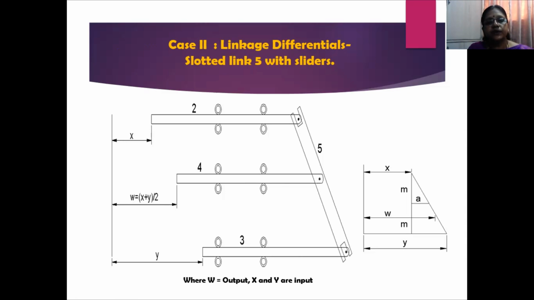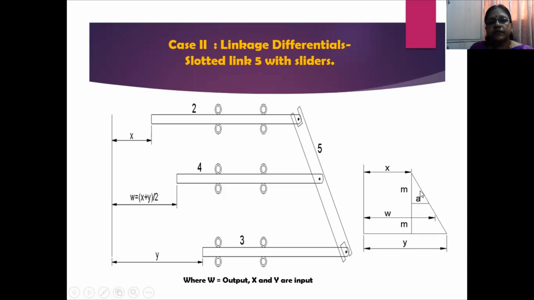Now here again you give X, Y as differential displacements from the fixed frame and measure the output W as (X plus Y) by 2. This can be derived using the simple similar triangle method. You just drop a perpendicular from link 2 onto this base and then join this inclined line. You form two triangles.